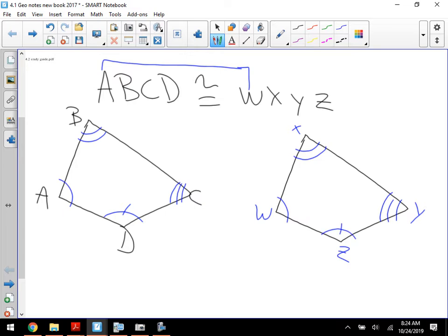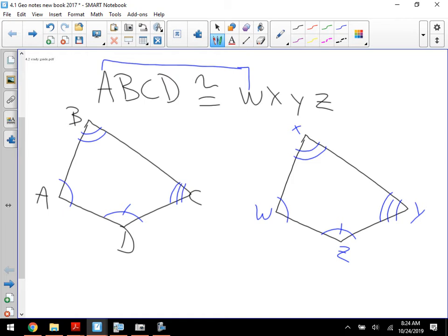Yes, sir. As long as they match up, it still works. Yeah. All I was doing is just showing that the letters themselves correspond to each other.